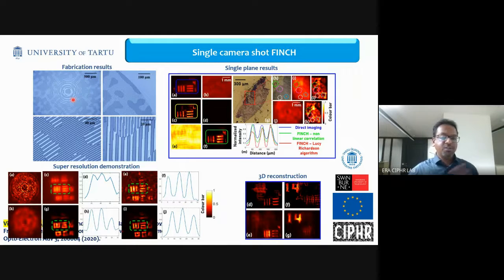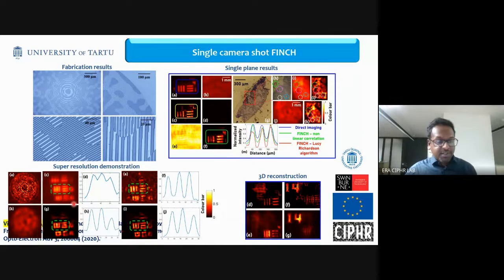We also tried to avoid the spectral modulator, which is more expensive, and we fabricated this device using electron beam lithography. This is the bifocal lens, and these are the imaging results of a standard test object, a USAF resolution target. And this is the wing of an insect we imaged using Finch. This is the result we obtained from direct imaging, and this is the result from Finch. You can see that with Finch, the resolution is much better than regular imaging.